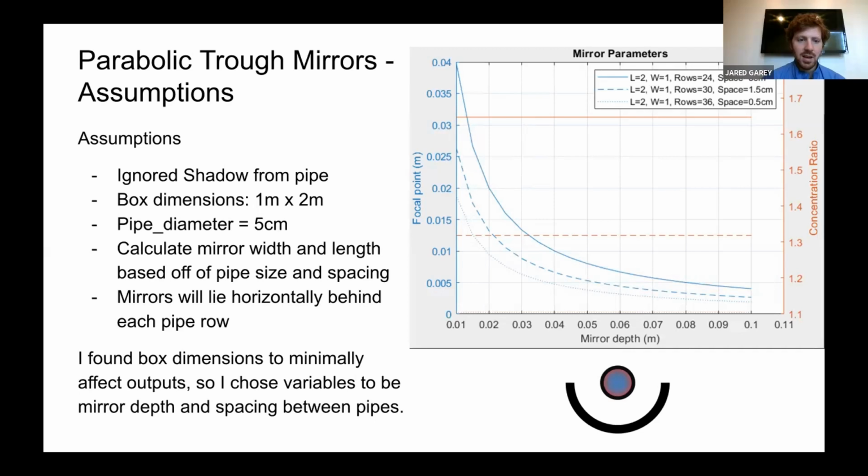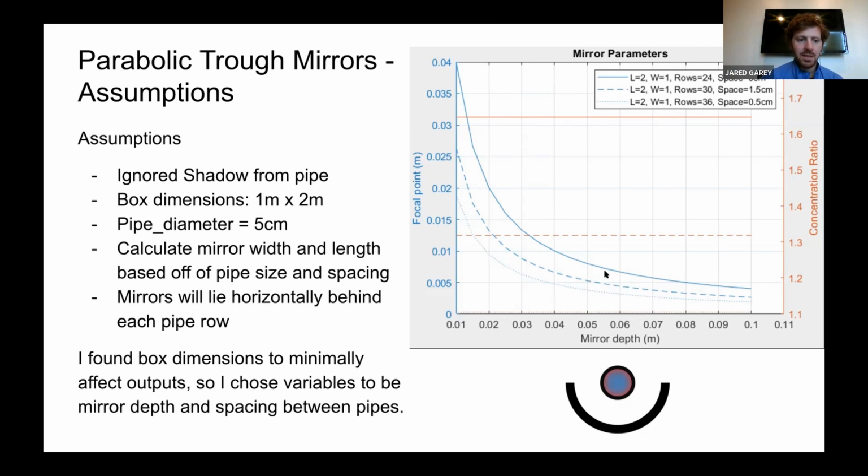And I calculate the width and length based off the box dimensions and the pipe size, just to automate some things and reduce the parameters we're changing. But I did change the depth to help us see where the focal point would be, and what our concentration ratio was.